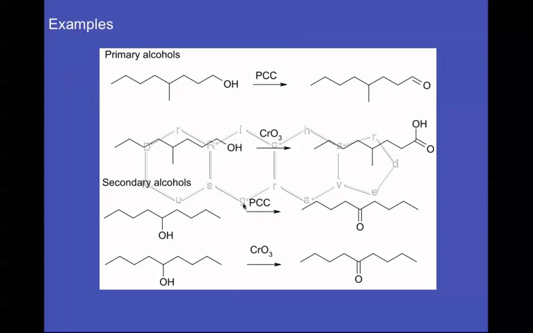Secondary alcohols, as you can see, we use PCC or CrO3 on the same secondary alcohol. We're going to get exactly the same product, which will be a ketone. Again, one oxidation due to the fact there's only one hydrogen on the C with the OH.